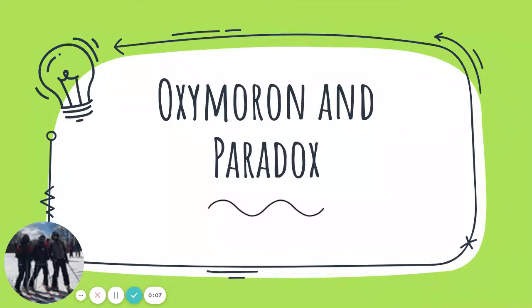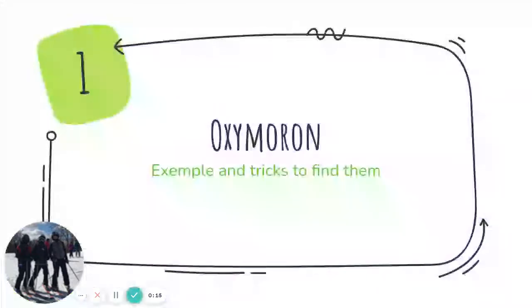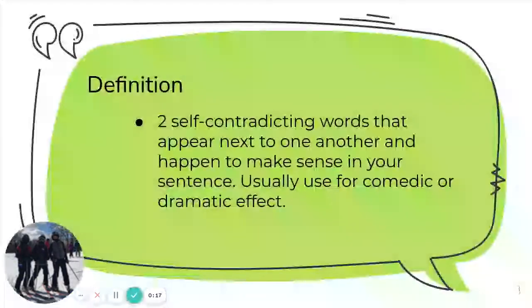Hi, this is Felix, and today we're going to talk about oxymoron and paradox, how to use them, and the difference between the both of them. Oxymoron. An oxymoron is two self-contradicting words that appear next to one another and happen to make sense in your sentence. It's usually used for comedic or dramatic effect.